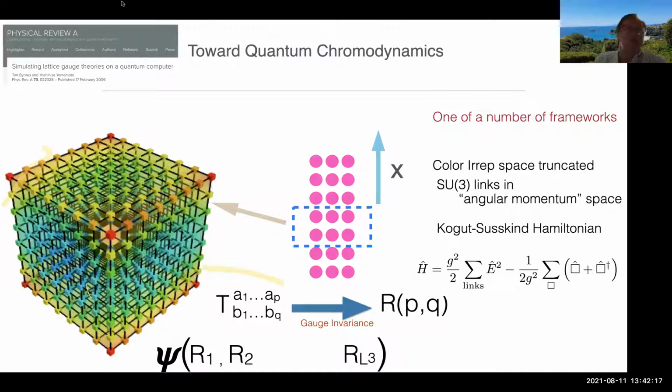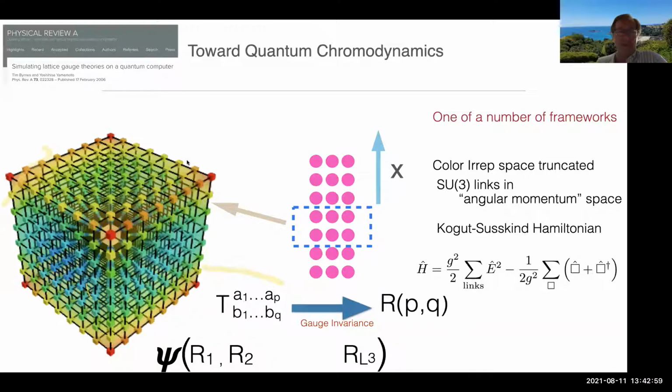There was a paper explaining how one could go about simulating these theories by Byrnes and Yamamoto back in 2006, and so all subsequent works have really built on that. And that paper was built on the Kogut-Susskind Hamiltonian that was written down in the early 1970s. So the Hamiltonian has the form of a contribution from the chromoelectric fields and a contribution from the chromomagnetic fields. In the basis where the electric flux operator is diagonal, then the chromomagnetic interactions transition between the different eigenstates of the E² operator.